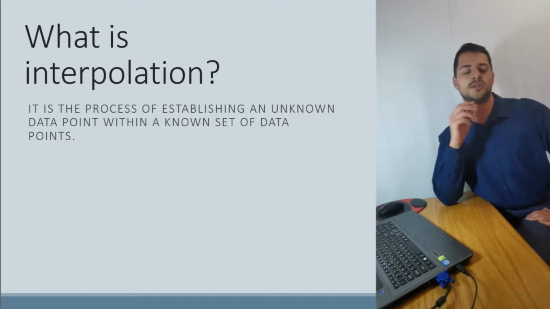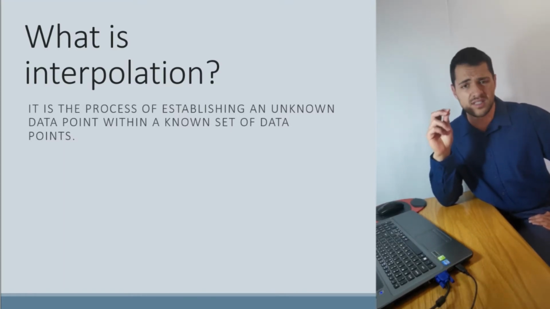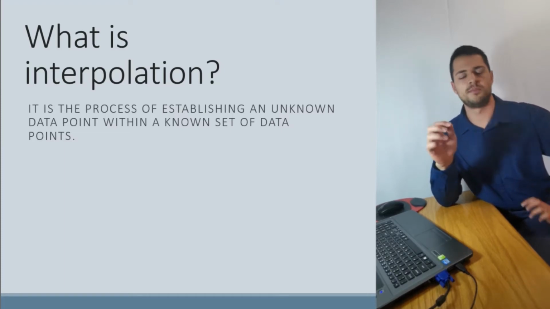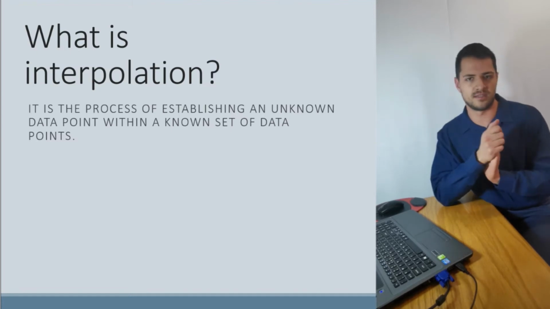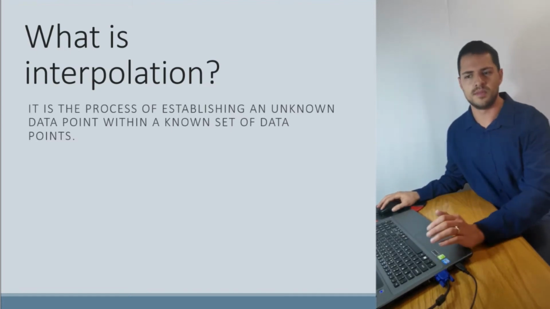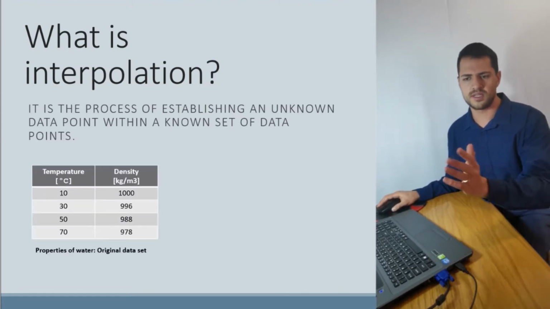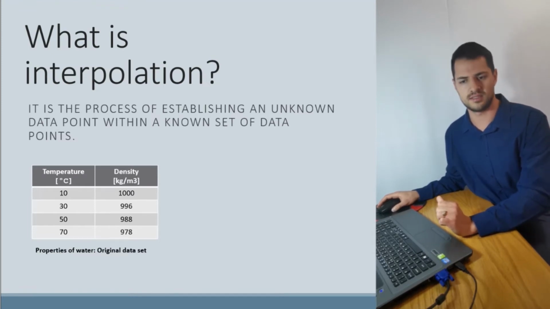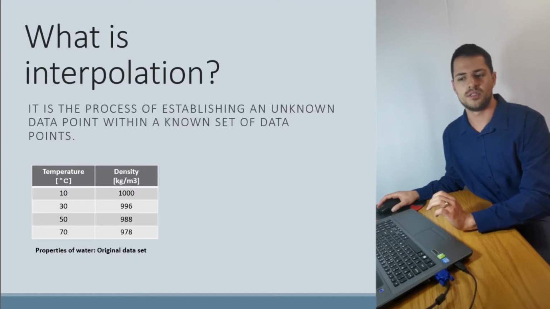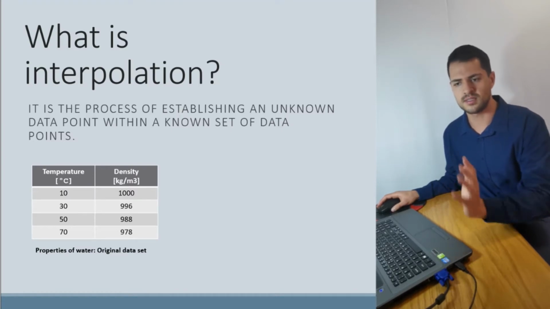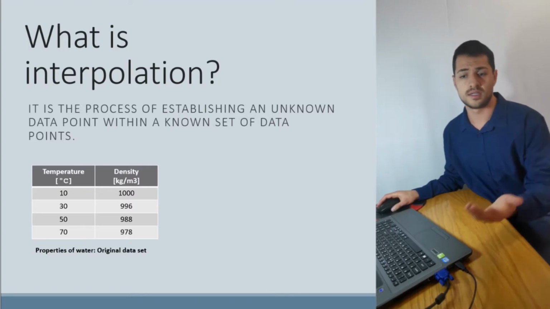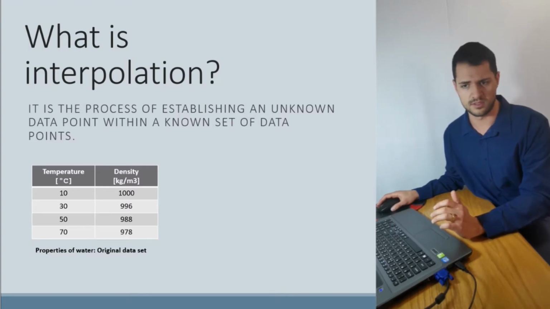All right, so let's first define what interpolation is. Interpolation is basically the process of establishing an unknown data point between a fixed set of data points. So what does that mean? First, I'm going to show you a table of temperature versus density. This is the properties of water, and this is the data set that we are going to use to define interpolation and discuss how to do it.